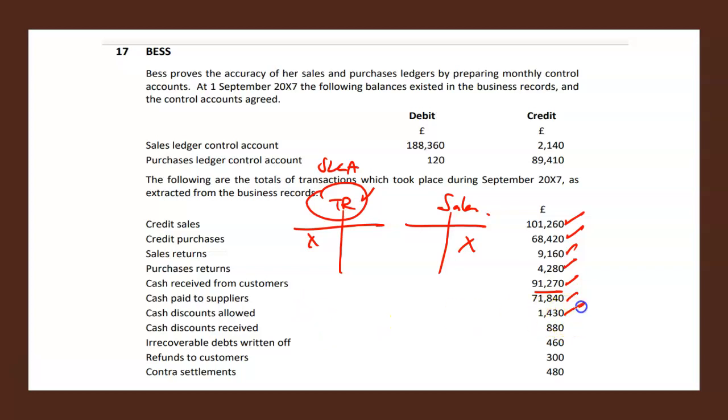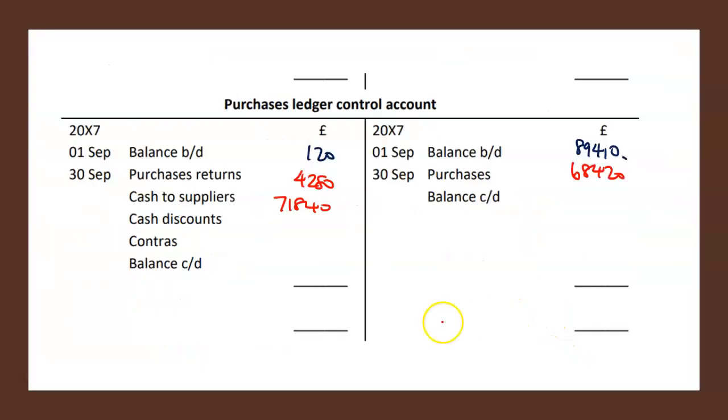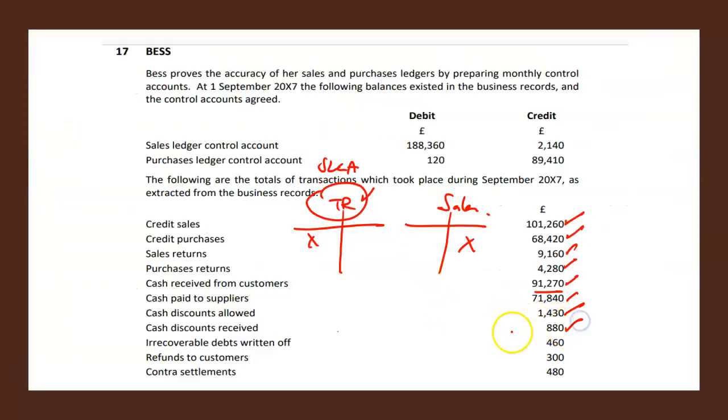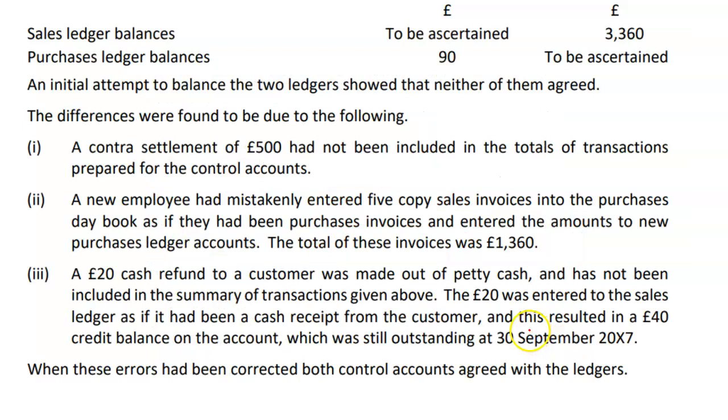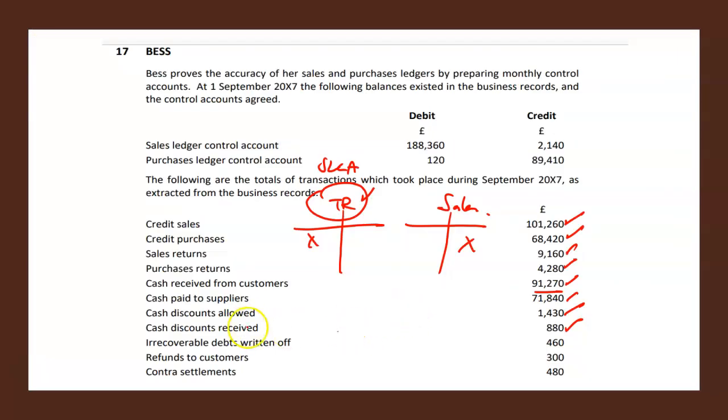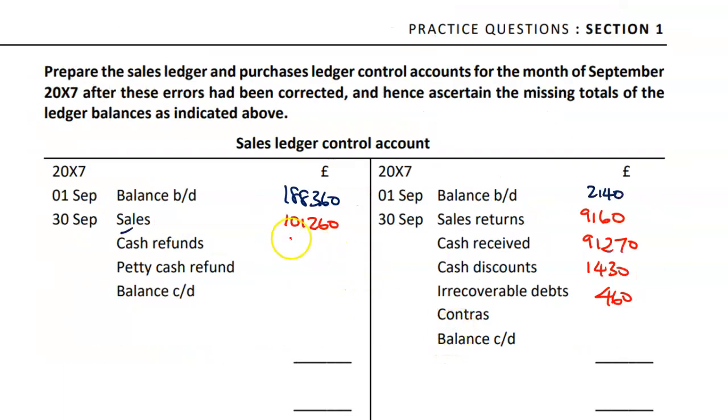Cash discounts received, 880. Irrecoverable debt written off, 460. Refunds to customers, which I have explained earlier on. Why, and you can see it's sitting here. The credit side is the bank. They literally give you all of it.